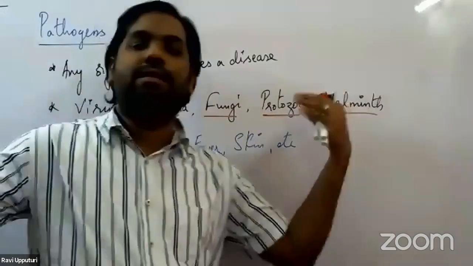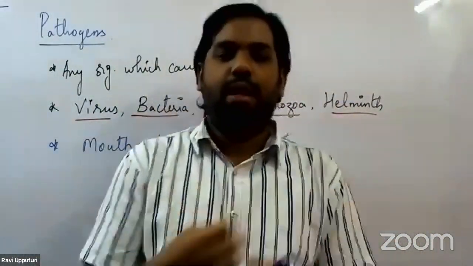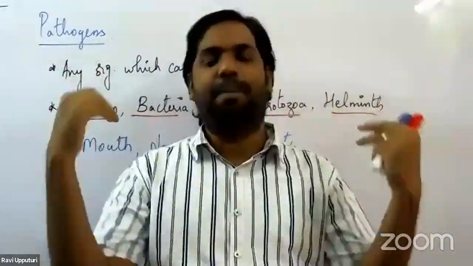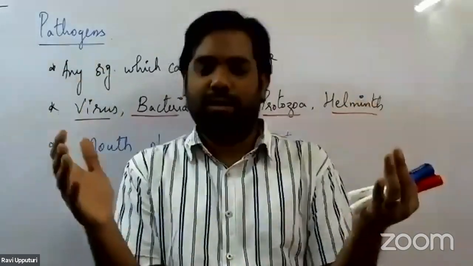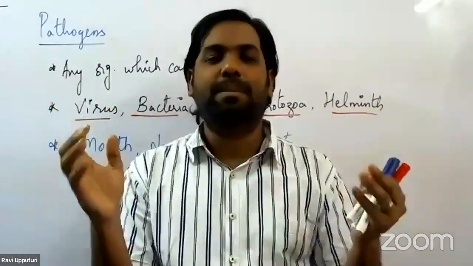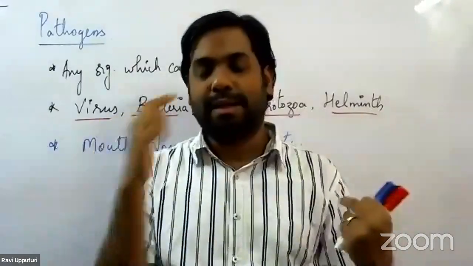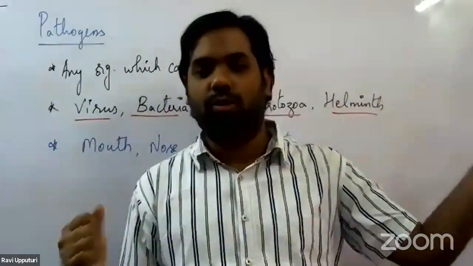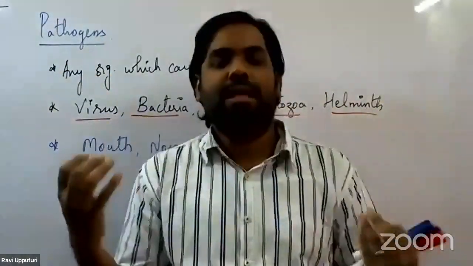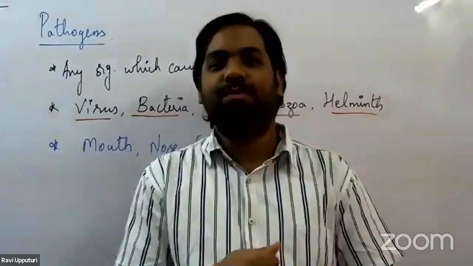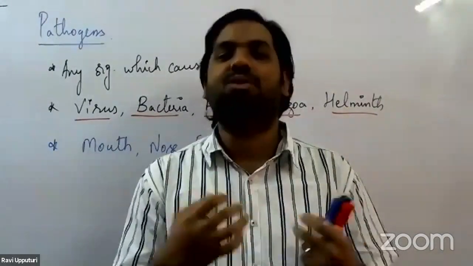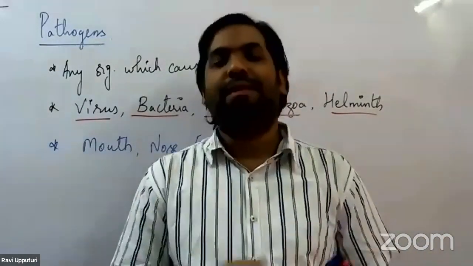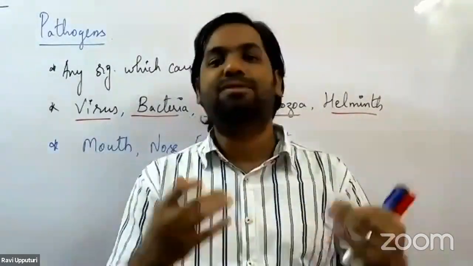Now, once these organisms enter into our body, what happens? Once these pathogens, what we call these organisms, whether a virus, a bacteria, a fungi, a protozoan, or a helminth, whatever be the organism, enter our body, either through the mouth, nose, eyes, and skin, etc. There are several other entry points also. Once they enter into our body, they try to establish themselves within our body, right?